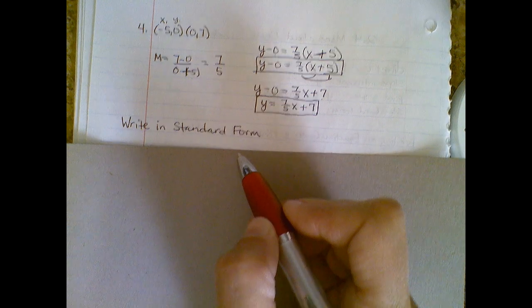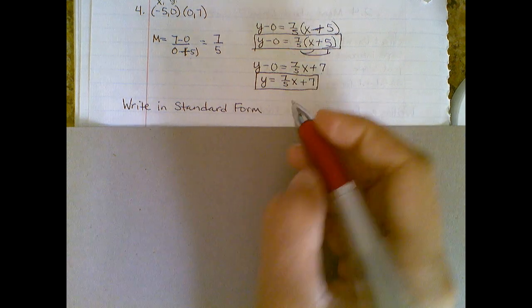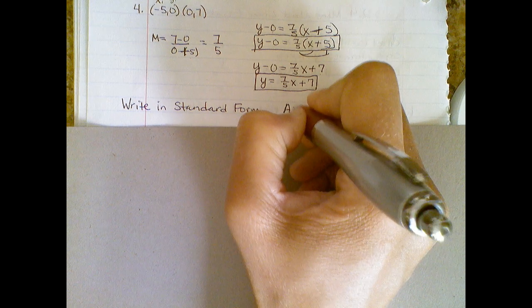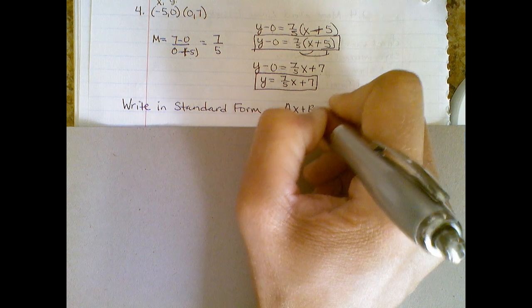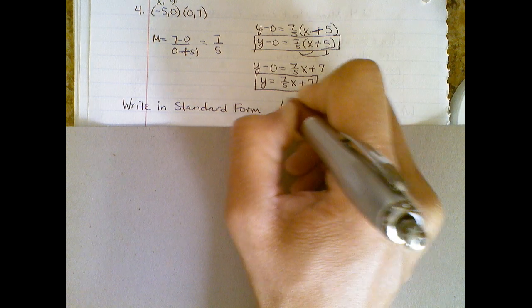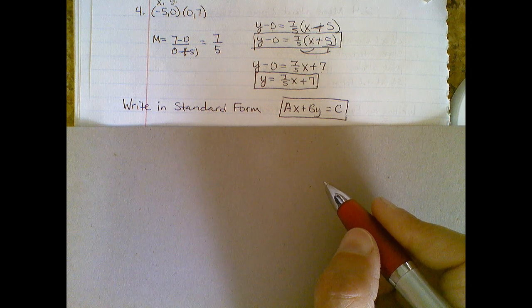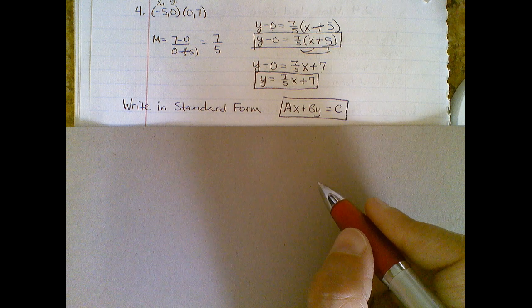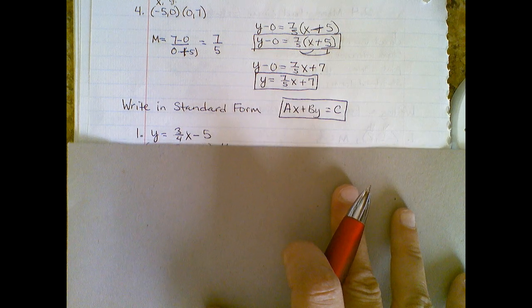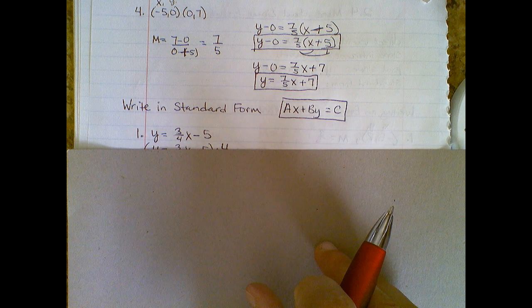Now the next couple examples, I'm going to be giving you an equation and I want you to put it in standard form. Please remember that our standard form is ax plus by equals c. So we want to put these in standard form. Our a, b, and c need to be whole numbers, no fractions, no decimals. They can be positive or negative though. So this first example, we have y equals 3/4 x minus 5.